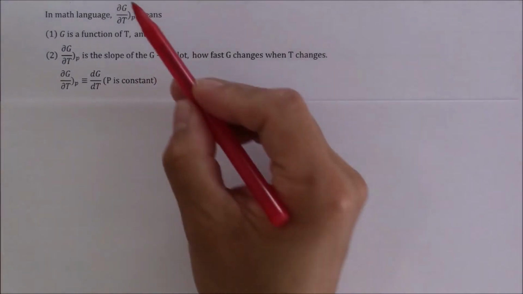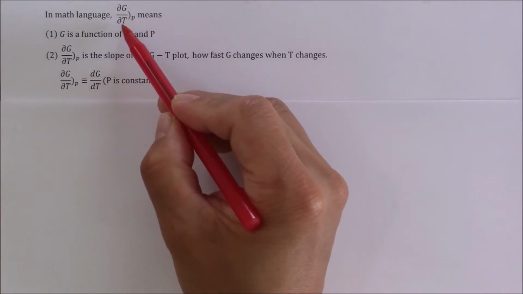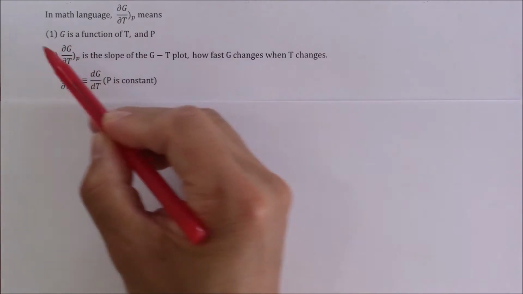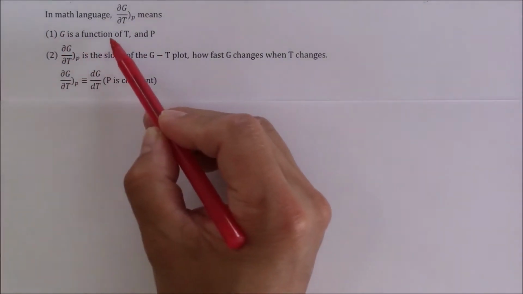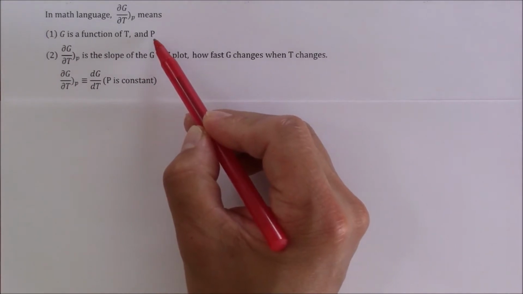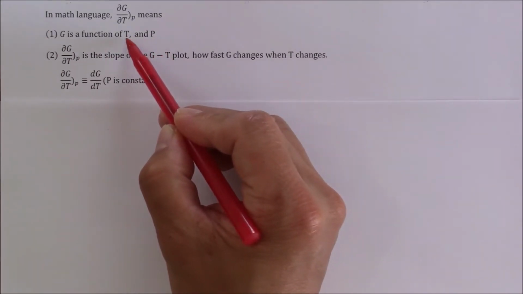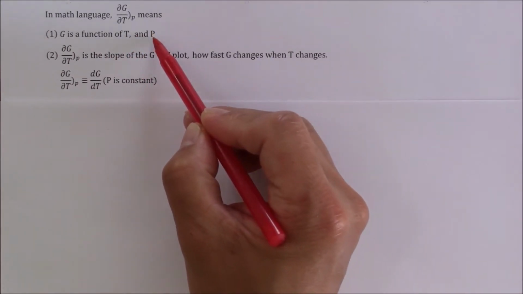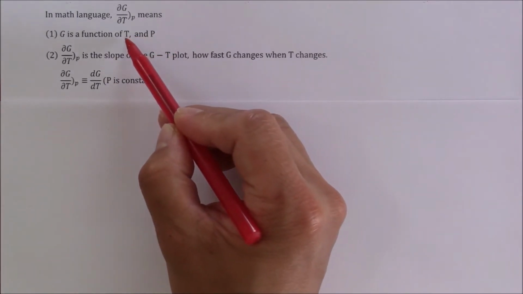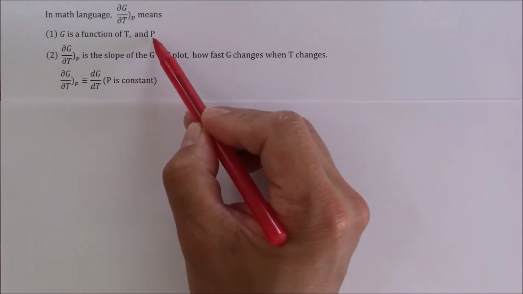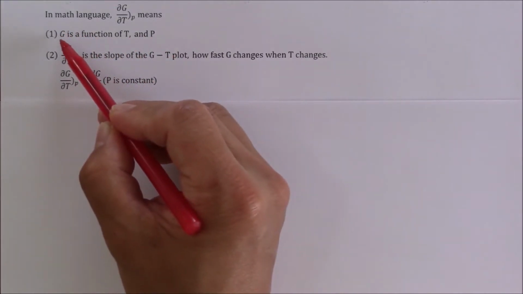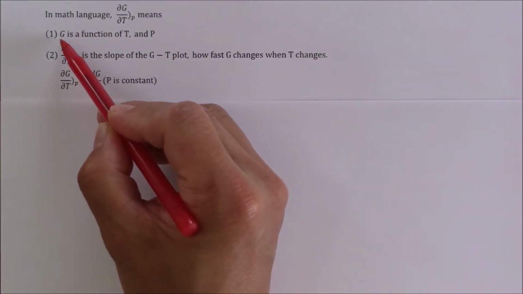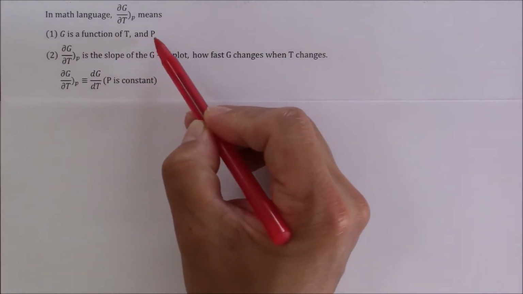In math language, partial g, partial t at constant p means two things. The first meaning is g is a function of t and p. When we change the value of t, or we change the value of p, or we change the value of t and the value of p at the same time, if the value of g changes, that means g is a function of t and p.